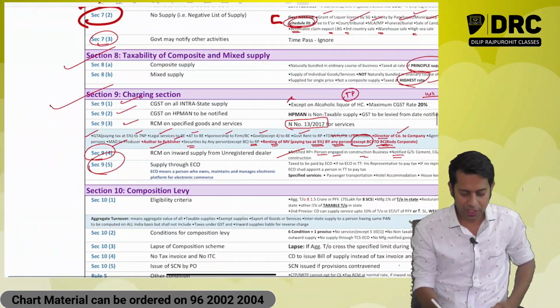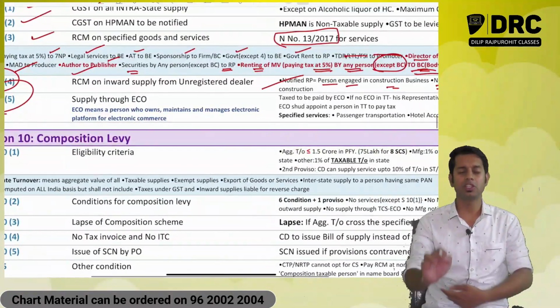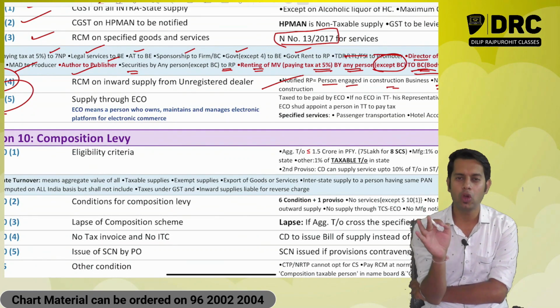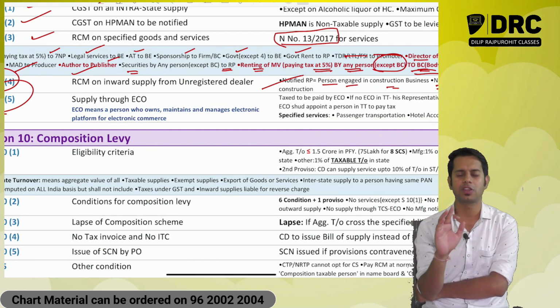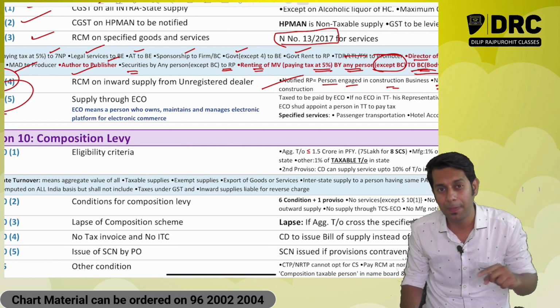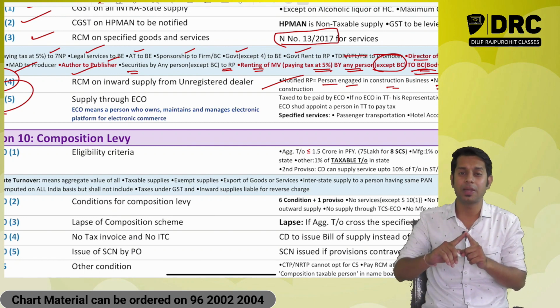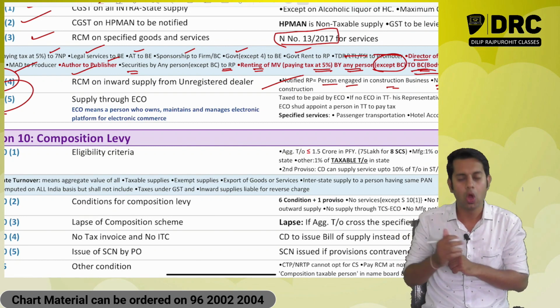Then section 9 subsection 5, again an important section. Section 9 subsection 5 talks about what? Supplies through an e-commerce operator. This section 9 subsection 5 says, if notified services are supplied through an e-commerce operator, the tax on that supply is required to be paid by the e-commerce operator.